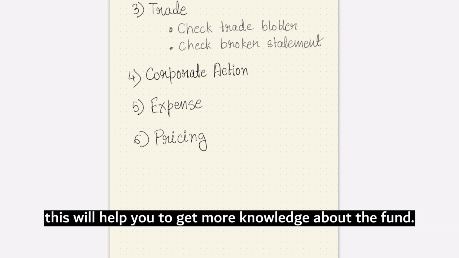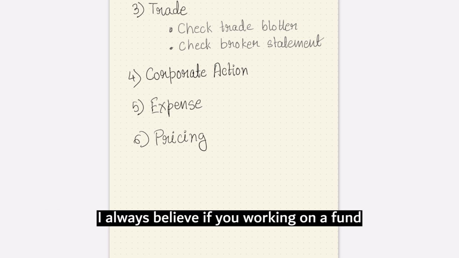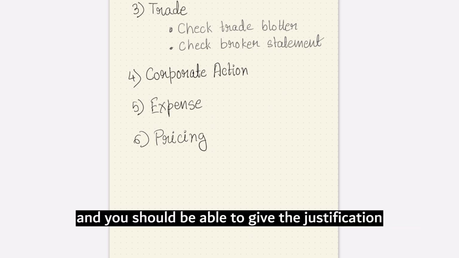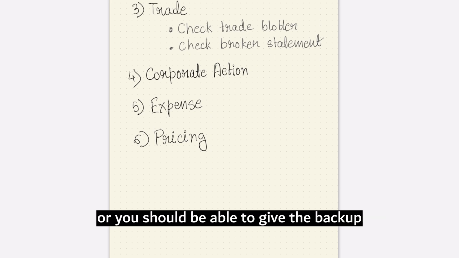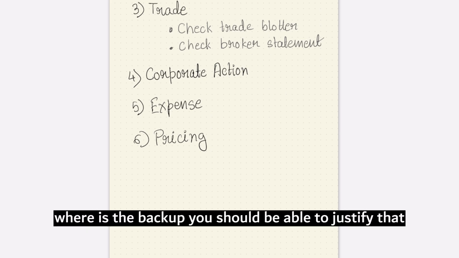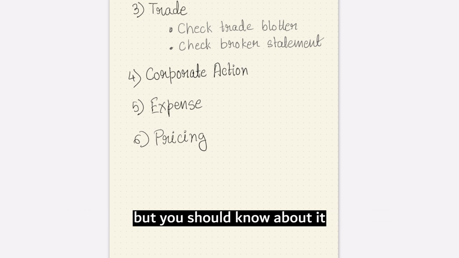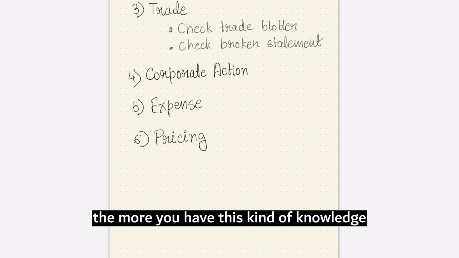This will help you to get more knowledge about the fund. I always believe if you are working on a fund, you should know all the numbers in your fund, and you should be able to give the justification, or the backup, for any number anyone asks you about. Let's say if anyone asks you, I see there is a period income of $20,000, where is the backup? You should be able to justify that I know there are these 5 securities which are going ex-date, for which we are getting this. Definitely you need to provide a backup also, but you should know about it. The more knowledge you have about your fund, the more confident you will be about your fund.